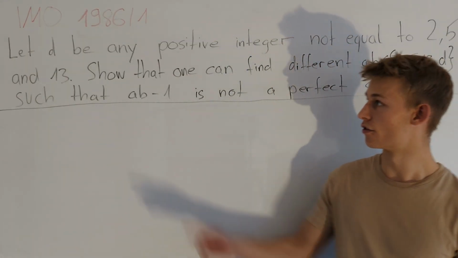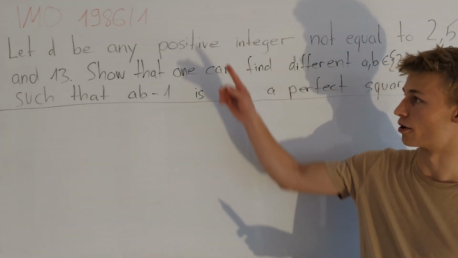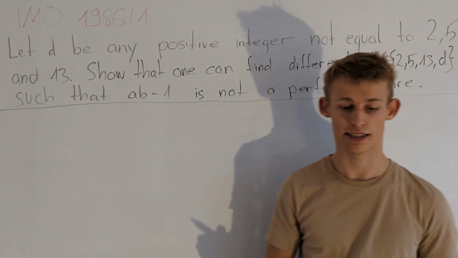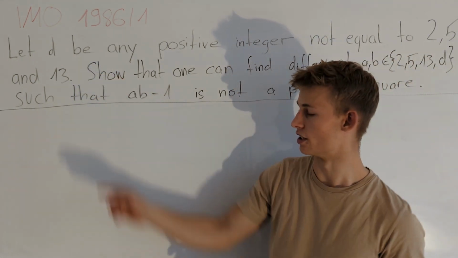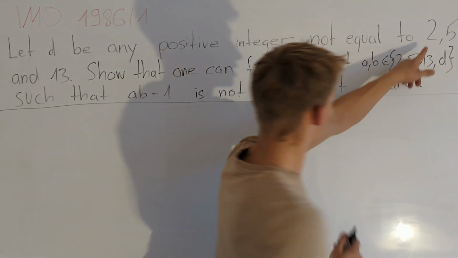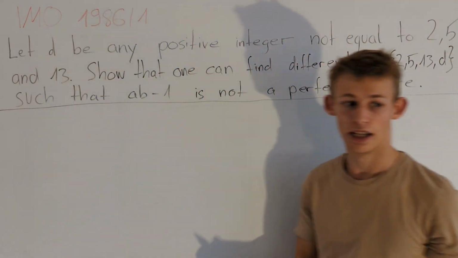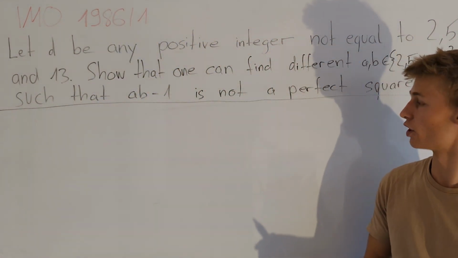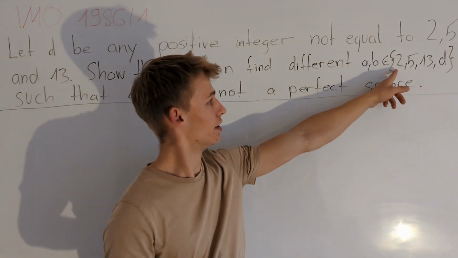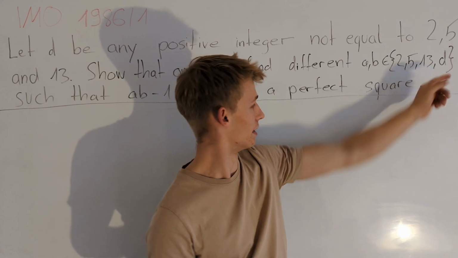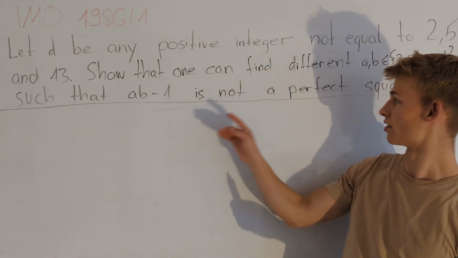Present a solution for the International Math Olympiad 1986 problem 1. At first, let's have a look at the problem statement. We are given a positive integer d which is not equal to 2, 5 and 13, and now we have to show that there are two different a, b in the set 2, 5, 13 and d, such that ab minus 1 is not a perfect square.